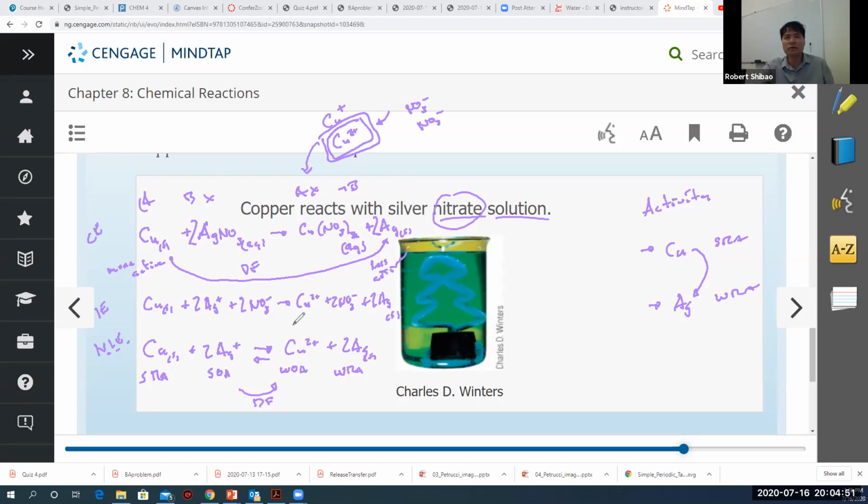We can't go reverse because we don't have any copper ions and we don't have any silver metal in this mixture. But this is just hypothetical, comparing which way is downhill. Okay. And so the net ionic equation looks like that.